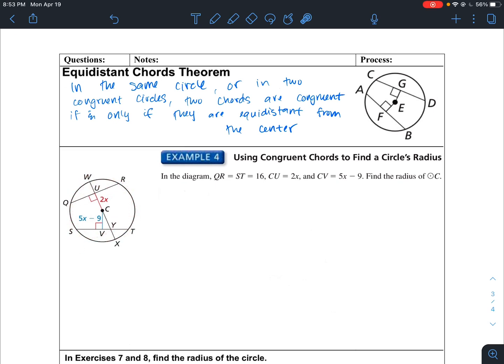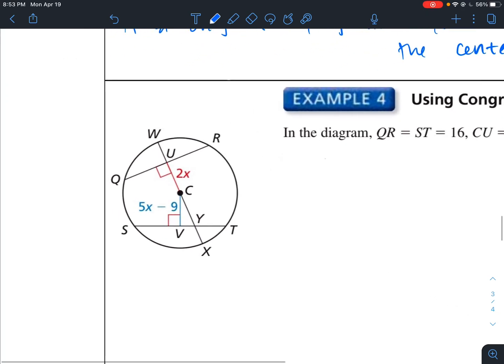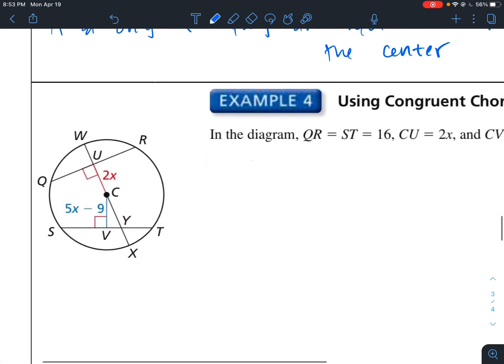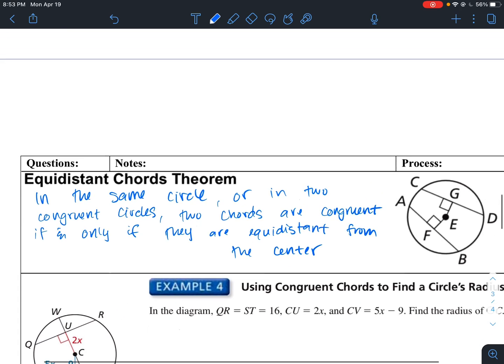Okay, so this is actually quite a bit to unpack. First of all, let's focus on the information given. So I know that this length right here is 16. This length right here is also 16. Now that's not really too concerning as of yet. But what we do know is that it does actually tell us that we can use this theorem.